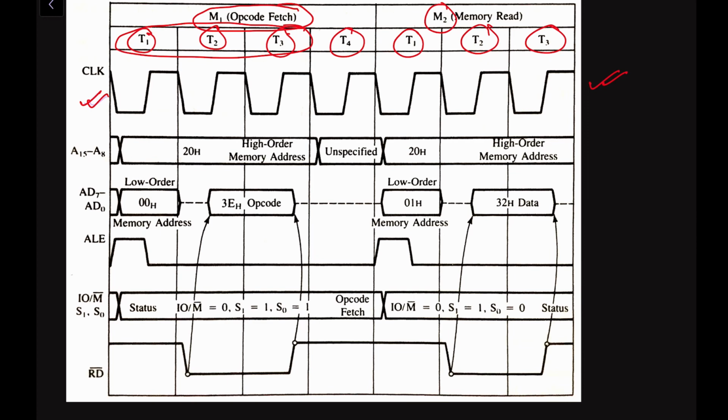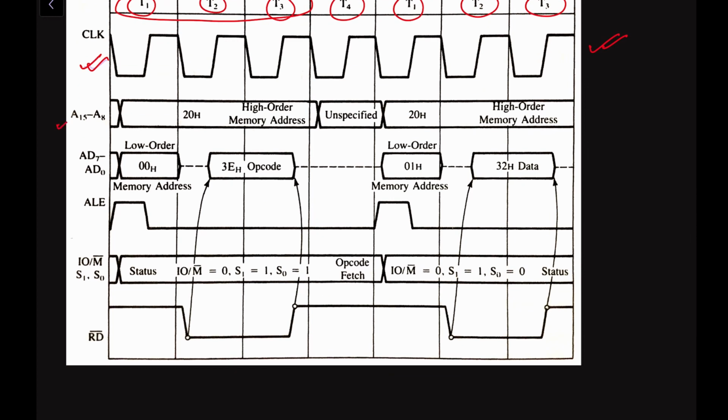Now let us understand about the A15 to A8. This is nothing but the address bus. So as the name suggests, it is the address bus. This address bus will always carry the address. This address bus is always used for the address purpose. Whenever we want to reach some memory location, the address will be transferred to the address bus.